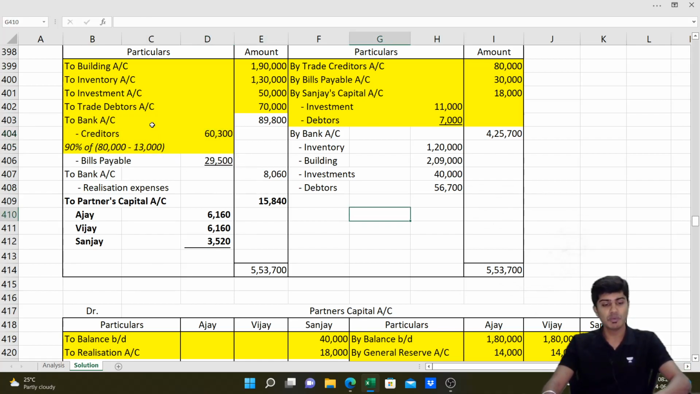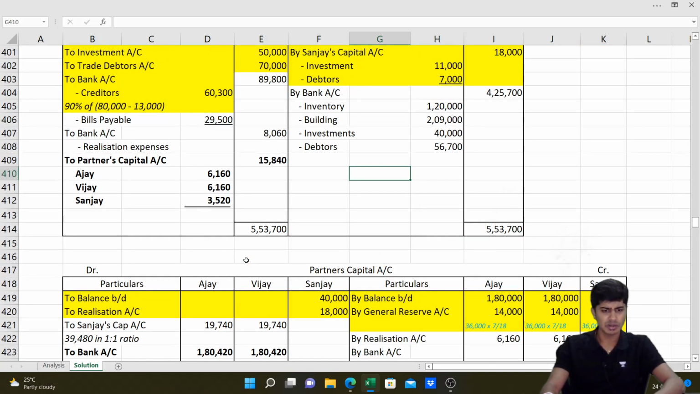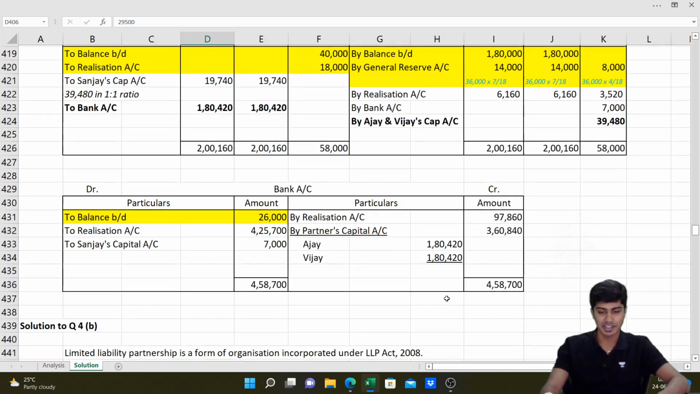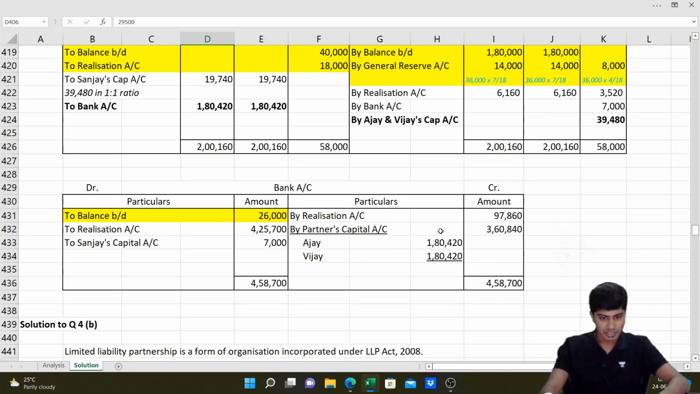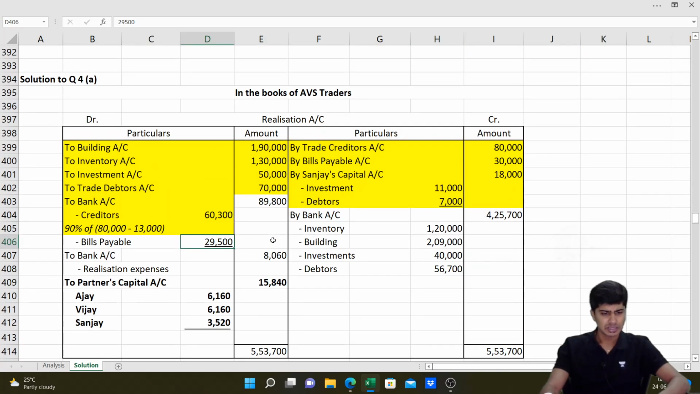Got it? So if you pay 60,300, our bank balance decreases by 60,300. So in my bank account on the credit side, I'll write that. Have I not written? How come? There is something more also. Bills payable payment. Together I've written 89,800 here. I think there is one more item. I've written these two together. Let's wait. So till here we understood.